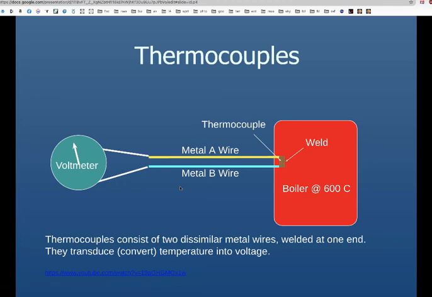It's called a thermocouple. And we'll talk more about thermocouples in a later lecture. But just what you need to know, they consist of 2 dissimilar metal wires, so metal A and metal B. They're welded at one end, and they transduce or convert temperature into voltage. And I'll show you this video.